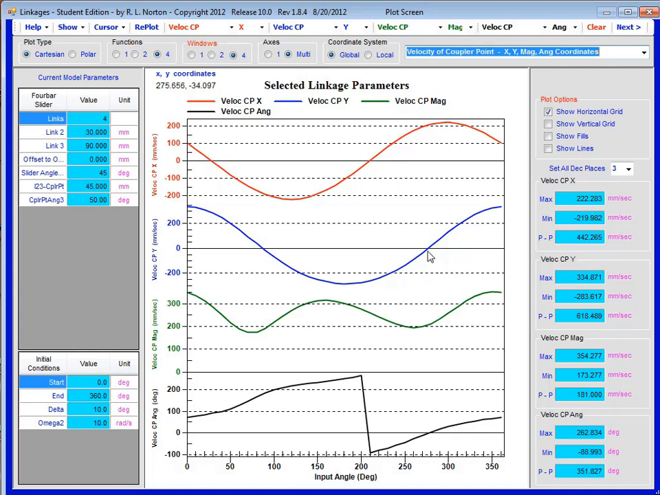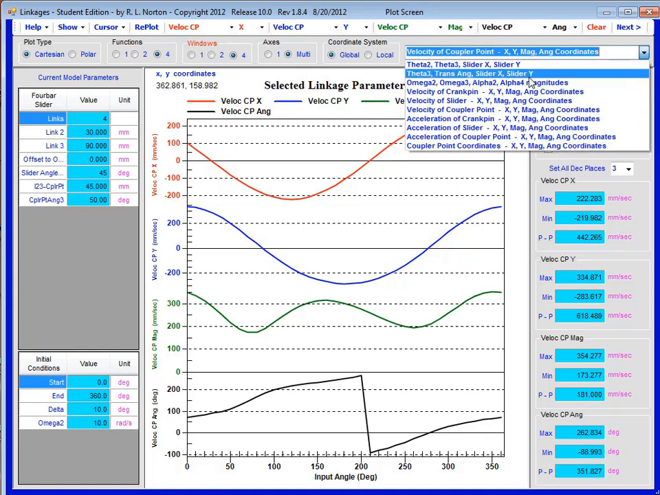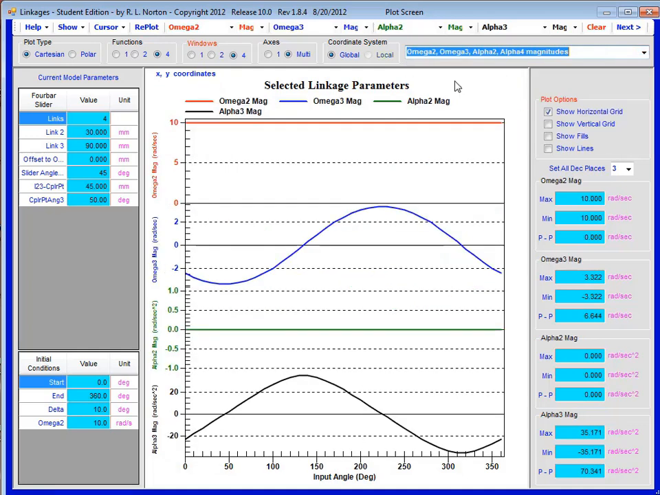And then you're also asked to find the plot for the angular velocity of the coupler. For that one, of course, that's omega 3. Omega 2 is the angular velocity of the crank, and omega 3 is the angular velocity of the coupler. In this particular example, we had set the angular velocity of the crank to 10 radians per second. So that stays up there, and of course, alpha of the crank is going to be 0 because it's at a constant velocity. That shows you that.